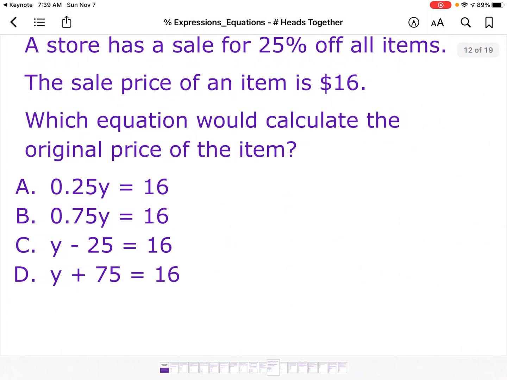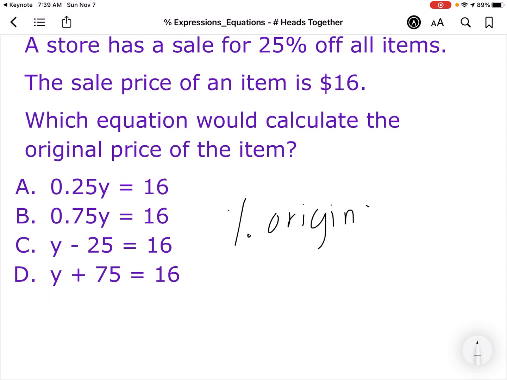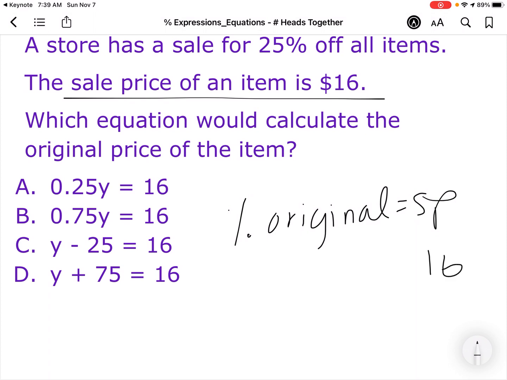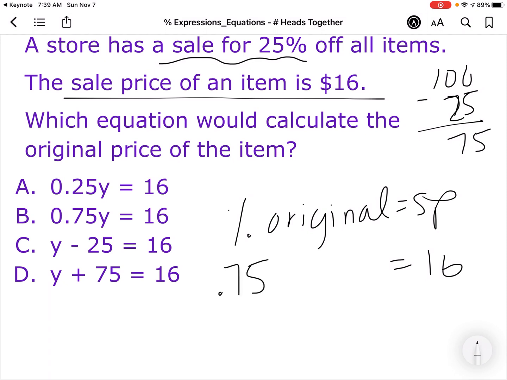A store has a sale of 25% off all items. The sale price of an item is $16. Which equation would calculate the original price? Well, we talked about earlier this week that we have our percent times the original gives us the sale price. So it says the sale price of the item was $16. And if it's on sale for 25% off, we're paying 75% times the original. So it should be B.